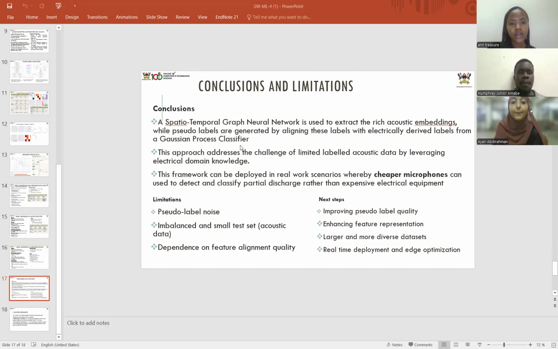To conclude, the spatio-temporal graph neural network was used to extract rich acoustic embeddings, and we used this model mainly because it was stable and produced a stable performance.